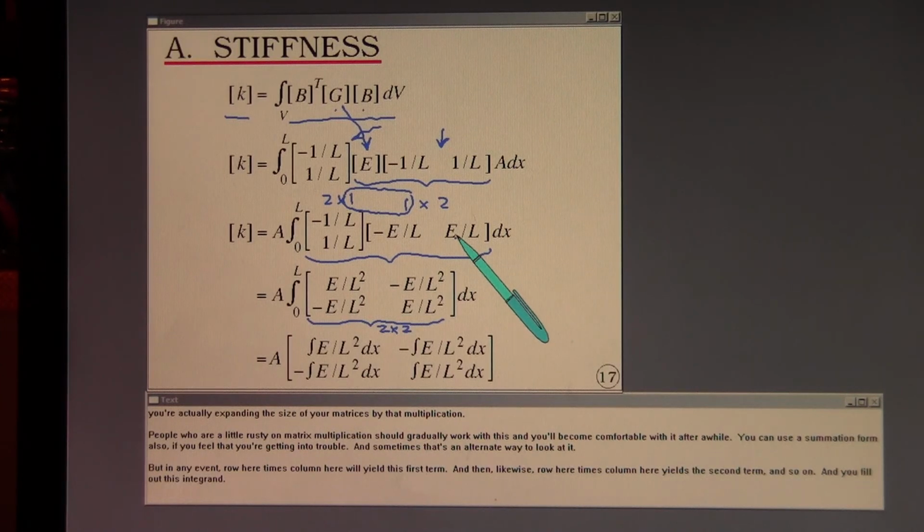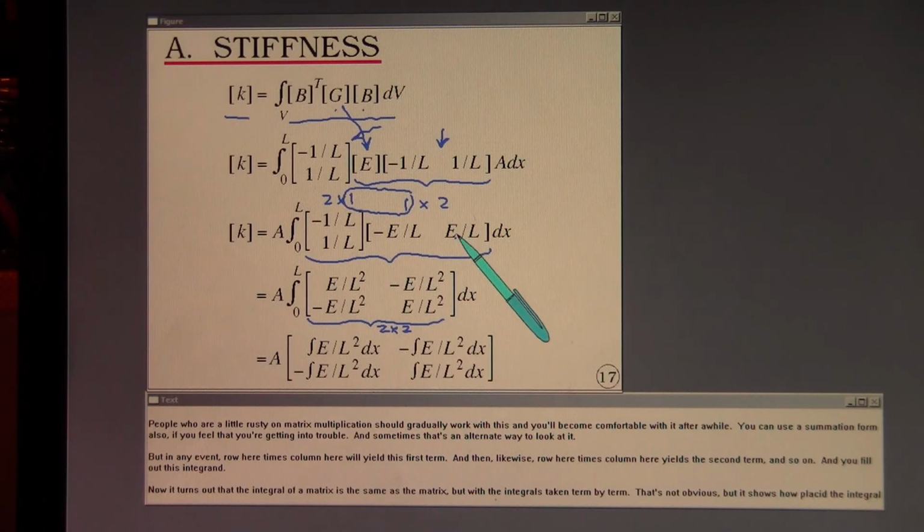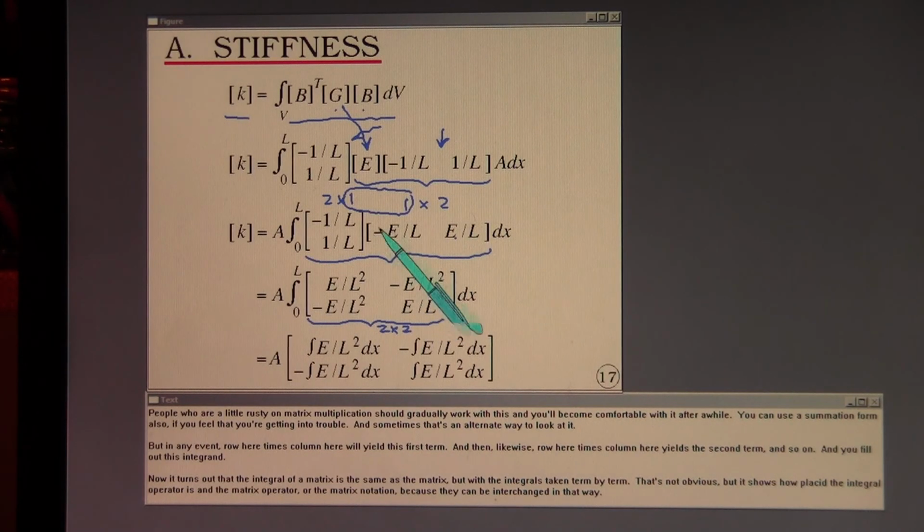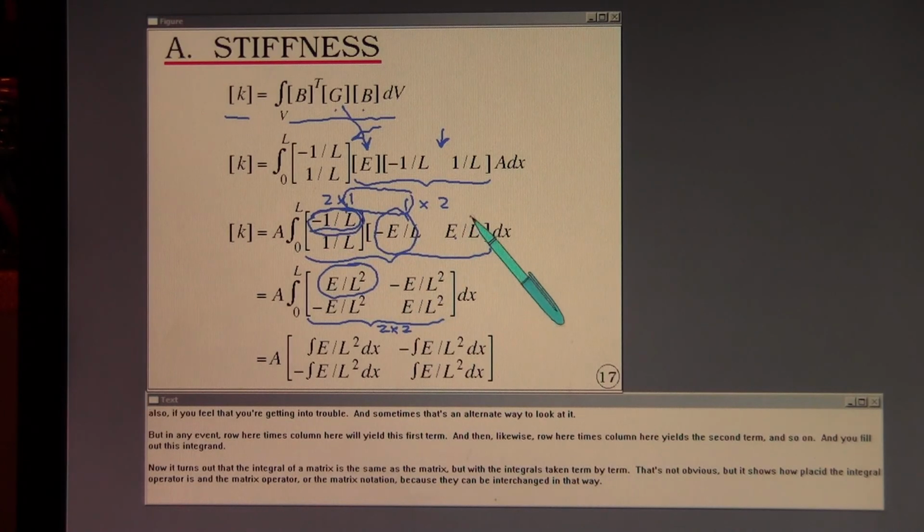People who are a little rusty on matrix multiplication should gradually work with this, and you'll become comfortable with it after a while. You can use a summation form also if you feel that you're getting into trouble, and sometimes that's an alternate way to look at it. But in any event, row here times column here will yield this first term, and then likewise row here times column here yields the second term, and so on. And you fill out this integrand.